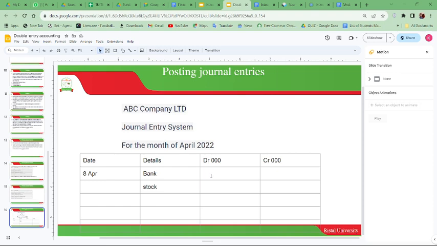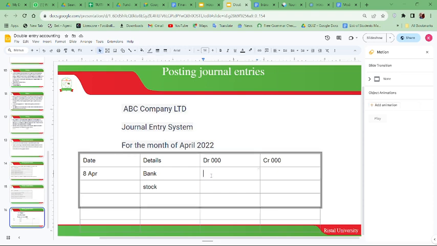When an asset is losing, we credit. When an asset is reducing or decreasing, we credit. So we are going to put here 500. And then this stock is an asset. So stock is receiving. It means stock is gaining. We put it under the debit side, which is 500.